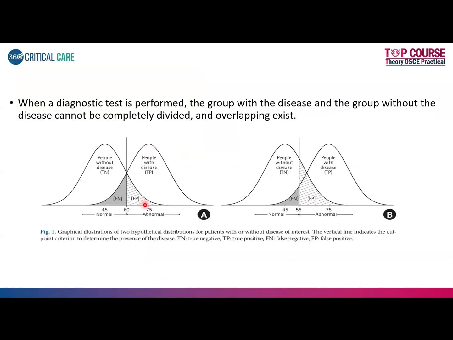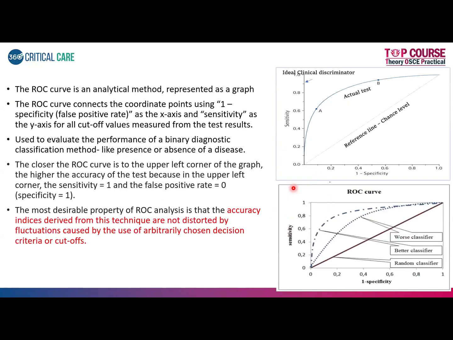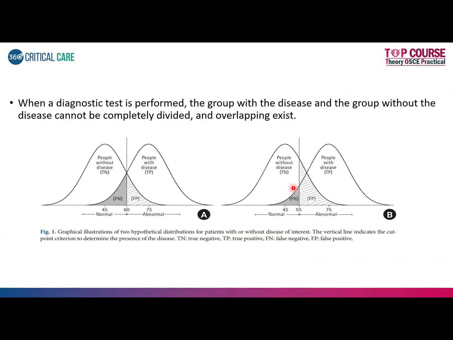So when a diagnostic test is performed, you have people without the disease, people with the disease, the false negative and the false positive. Suppose this is a graphical illustration and this is a cutoff, right? If I switch the cutoff from here to here, say from 60 to 55, then the number of false positives are going to increase and the number of false negatives are going to decrease. So how do you determine a cutoff in the patient? This is what is the basis of the ROC curve, to determine what the cutoff is.